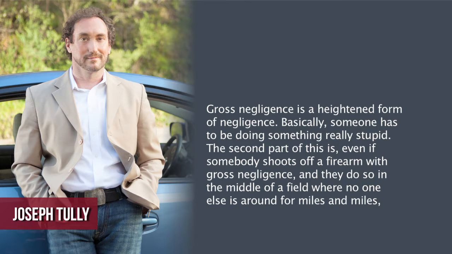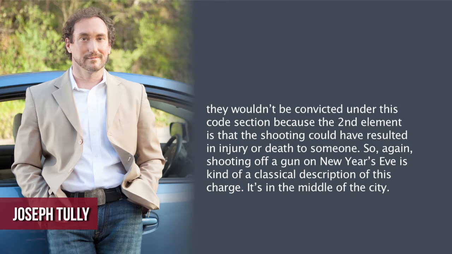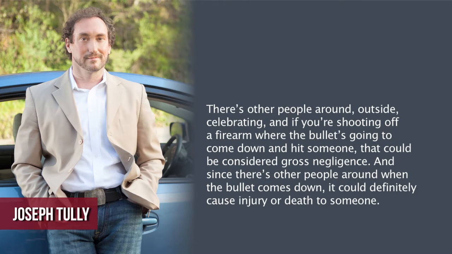The second part of this is, even if somebody shoots off a firearm with gross negligence, and they do so in the middle of a field where no one else is around for miles and miles, they wouldn't be convicted under this code section, because the second element is that the shooting could have resulted in injury or death to someone. So again, shooting off a gun on New Year's Eve is kind of a classical description of this charge. It's in the middle of a city, there's other people around outside celebrating, and if you're shooting off a firearm where the bullet's going to come down and hit someone, that could be considered gross negligence. And since there's other people around, when the bullet comes down, it could definitely cause injury or death to someone.